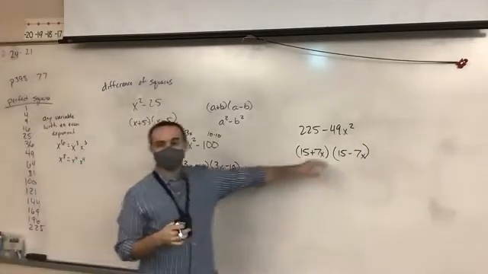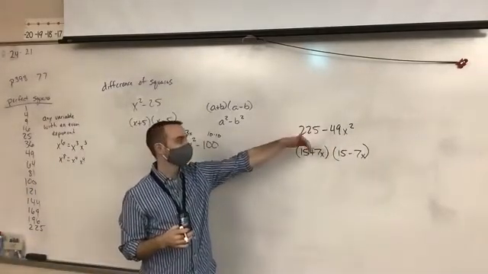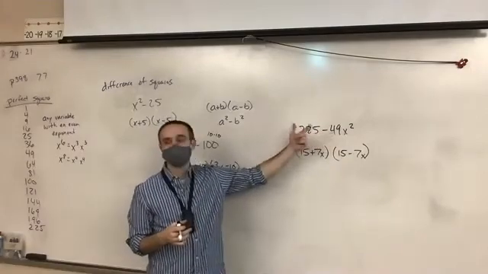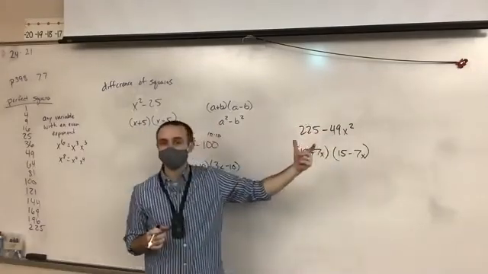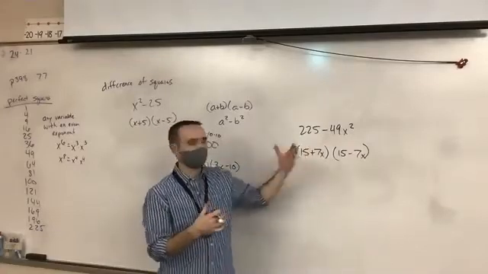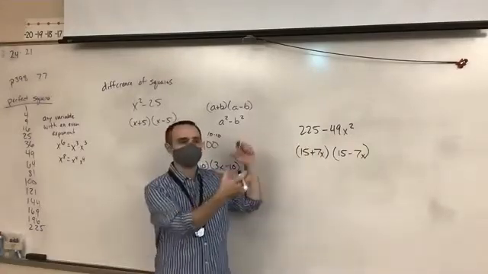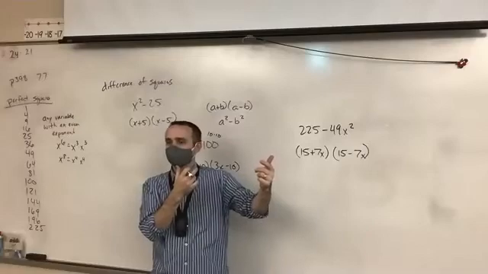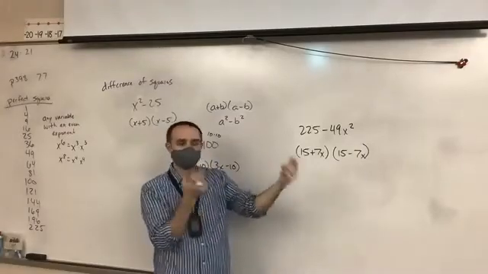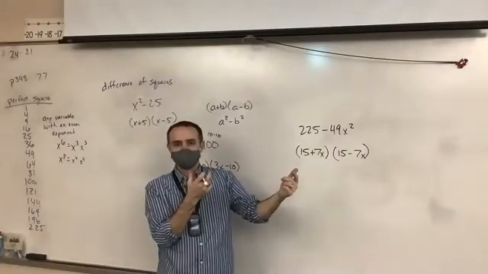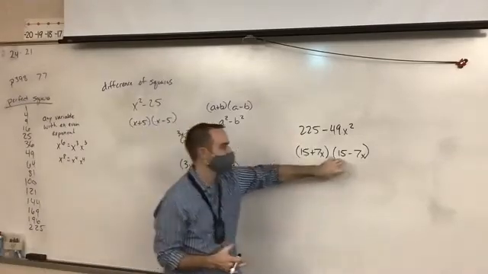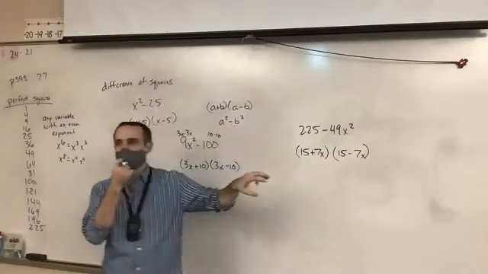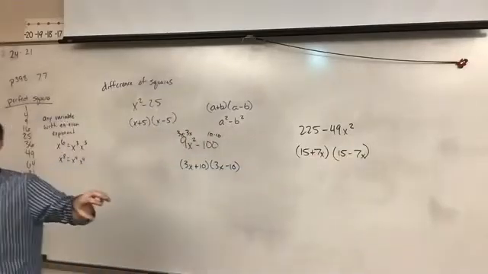Now, on something like this, and you're going to see something like this on the homework, do not switch these. I had some people last hour trying to switch these two values to make it 49x squared minus 225. You can't just randomly switch a subtraction problem. 6 minus 4 is not the same thing as 4 minus 6. So you can't just switch them. Leave it as is, and we'll just leave this as our answer. Don't worry about standard form for that.